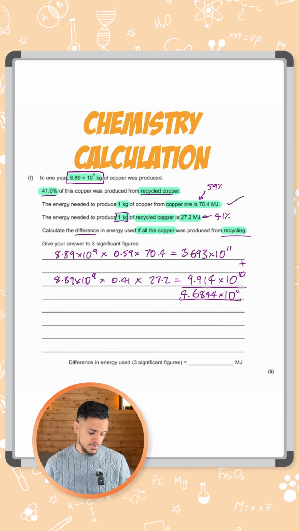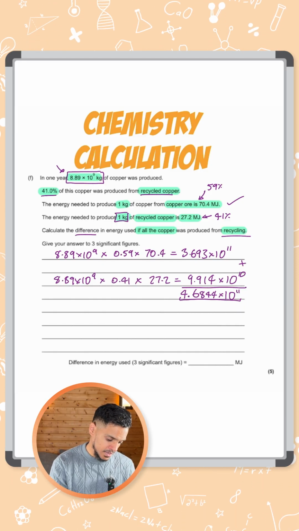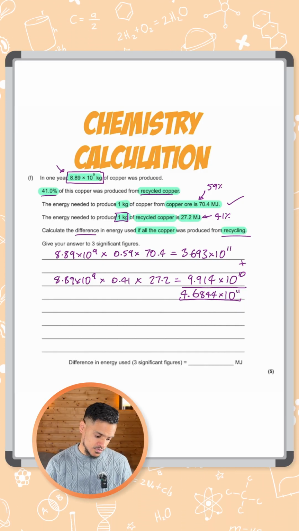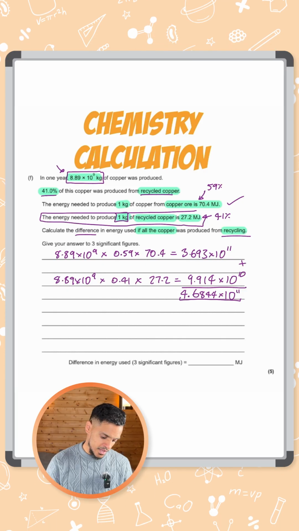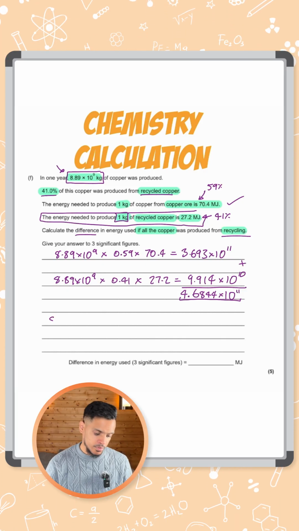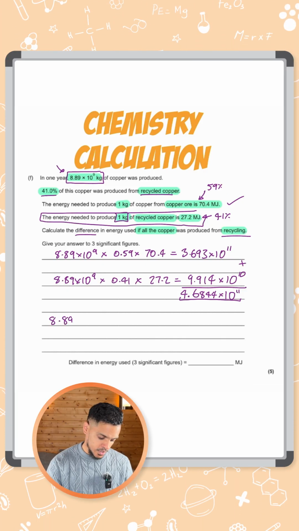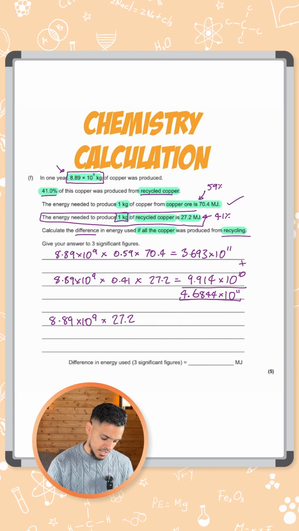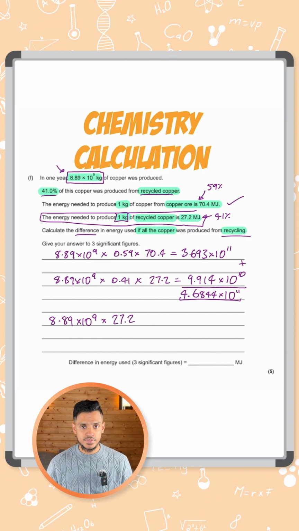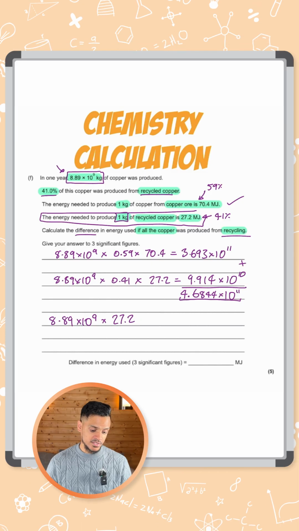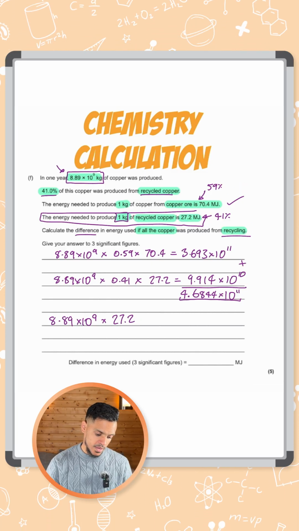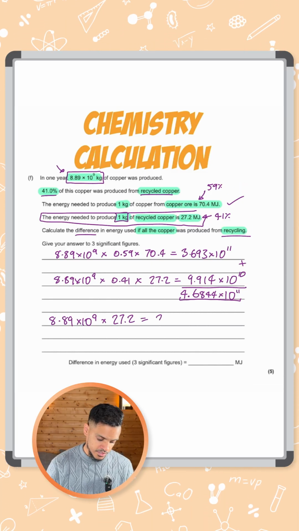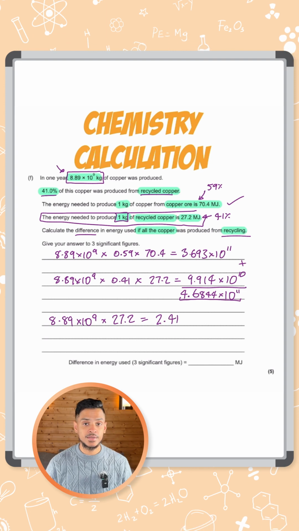So 100% of this 8.89 times 10 to the 9 comes from recycled copper. So here, all we need to do is 8.89 times 10 to the 9. We're going to multiply that by 27.2. That's because there's no percentage here. It's 100% of 8.89 times 10 to the 9. We're going to multiply all of that by the energy for recycled copper. That's going to give you an answer of 2.418 times 10 to the 11.